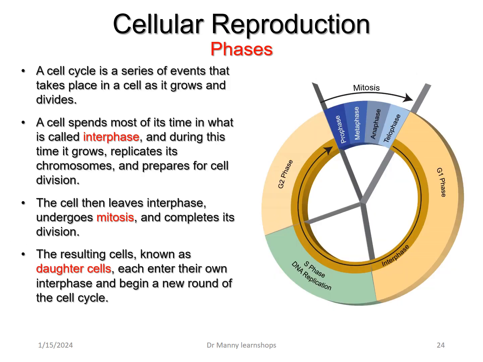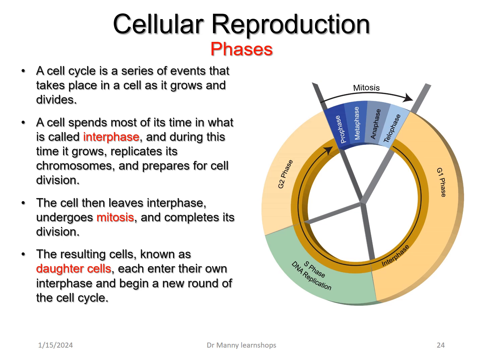The phases of a cell cycle are a series of events that take place in the cell as it grows and divides. The cell spends most of its time in what is called interphase. During this time, it grows, replicates its chromosomes, and prepares the cell for division. The cell then leaves interphase and goes into mitosis and completes its division. The resulting cells following this process are known as the daughter cells. Each enters its own interphase and begins a new round of the cell cycle.